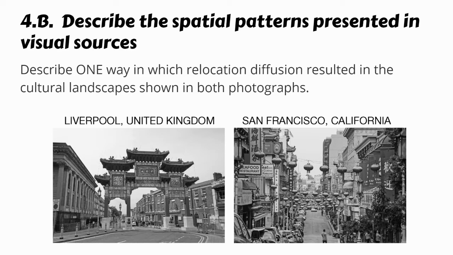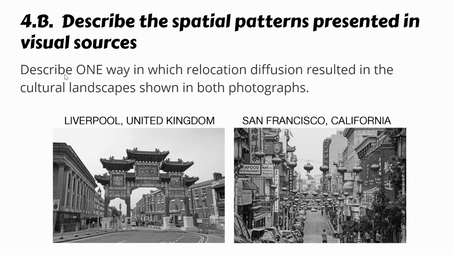4B, describe the spatial patterns presented in visual sources. So again, you can see the overlap between these two skills. In our FRQ this past week, describe one way in which relocation diffusion resulted in cultural landscapes shown in both photographs. That is a spatial pattern. When you're talking about something diffusing and showing up someplace else, you're talking about how that thing or where that thing is located in space.